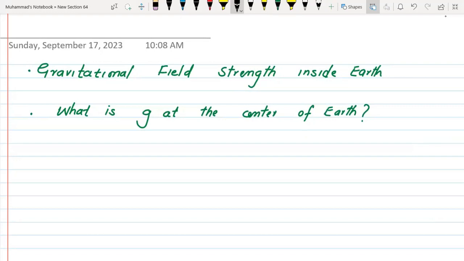As you move away from the surface of the planet, gravitational field strength or gravitational force decreases. You know that it is inversely proportional to r square, but you don't know what the gravitational field strength is inside the surface of a planet.